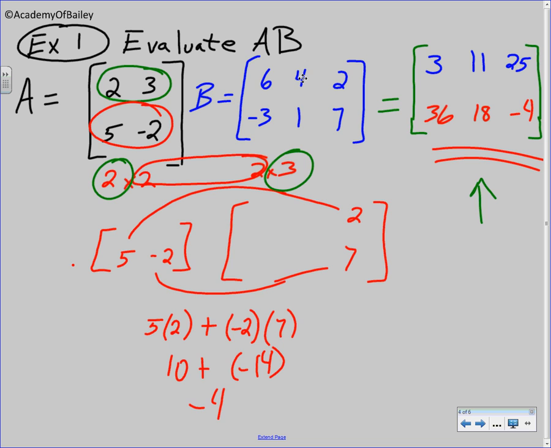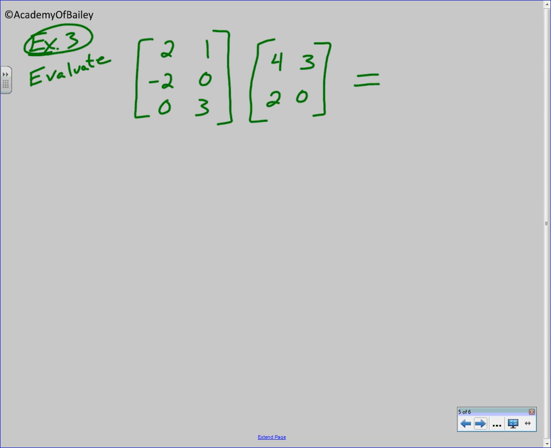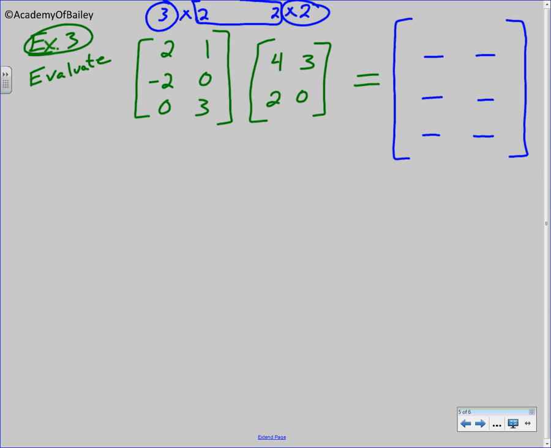I know there's a few steps to this, but it's all basically the same part. Let's evaluate this matrix multiplication. First off, determine if we can actually do that. We have a 3 by 2, and here we have a 2 by 2. Those inside numbers are the same, so our final answer will be a 3 by 2 matrix. So that means 3 rows, 2 columns. All right, and now we just go about through this process.